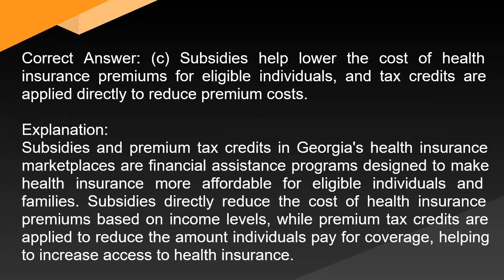Correct answer. C. Subsidies help lower the cost of health insurance premiums for eligible individuals, and tax credits are applied directly to reduce premium costs. Explanation. Subsidies and premium tax credits in Georgia's health insurance marketplaces are financial assistance programs designed to make health insurance more affordable for eligible individuals and families. Subsidies directly reduce the cost of health insurance premiums based on income levels, while premium tax credits are applied to reduce the amount individuals pay for coverage, helping to increase access to health insurance.